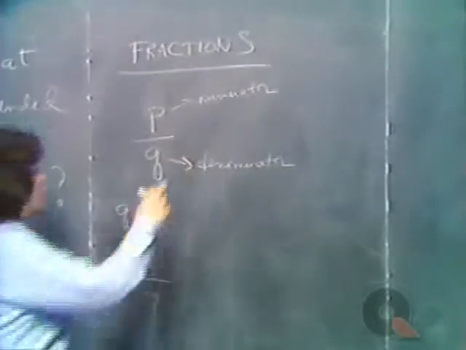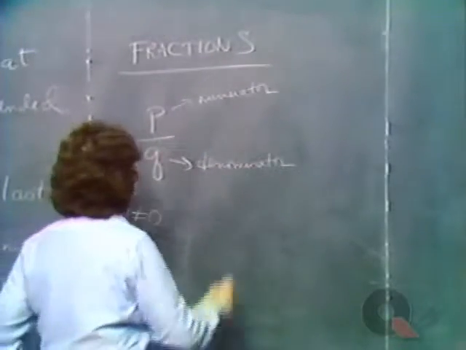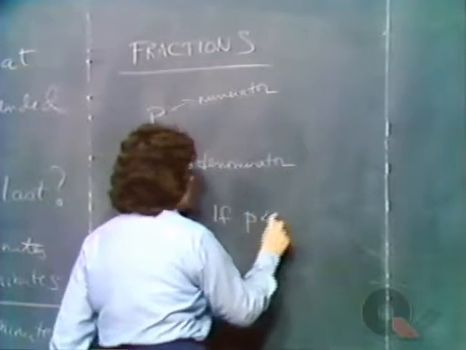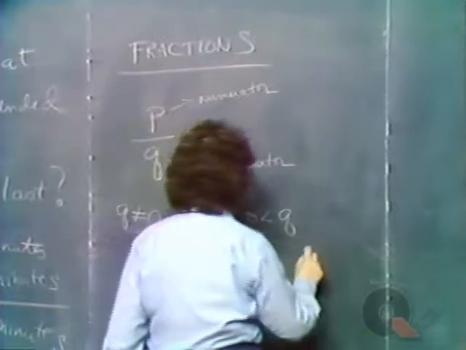Okay, so for example, something like 3/4 is a fraction. Now, if the numerator is less than the denominator, if P is less than Q, we call it a proper fraction.